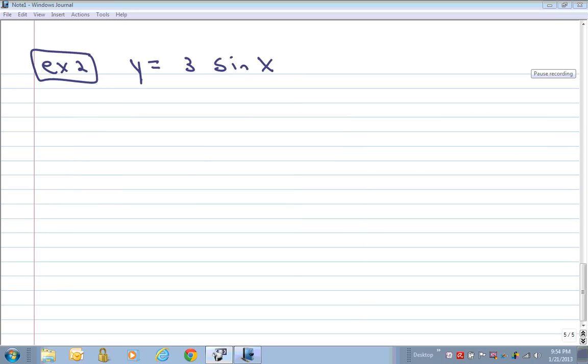Alright, when we take a look at this one, we see that we have a 3 in the front. If we think of old traditional transformations, that's not affecting x, that's affecting y, and that would be a stretch of 3. And in cosine and sine graphs, I want you to think of that as an amplitude change of 3. The wave is going to go all the way up to 3 and all the way down to negative 3. So let's go ahead and build our graph.